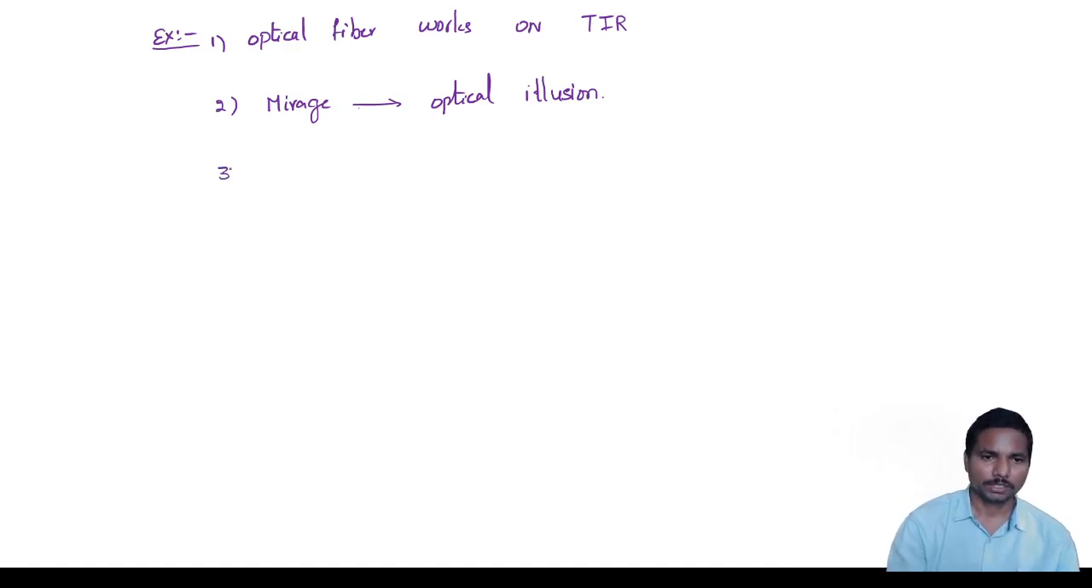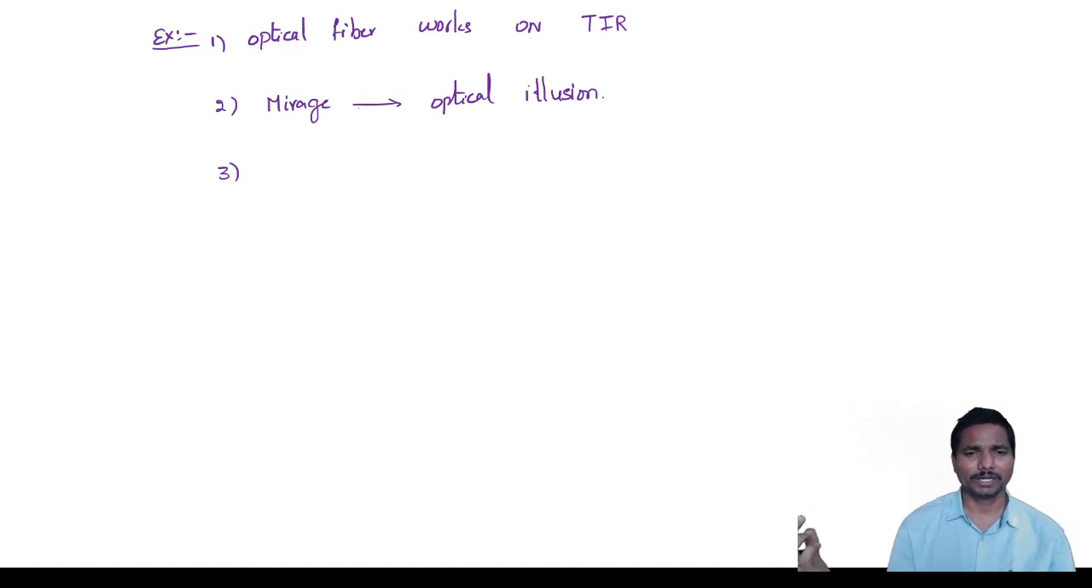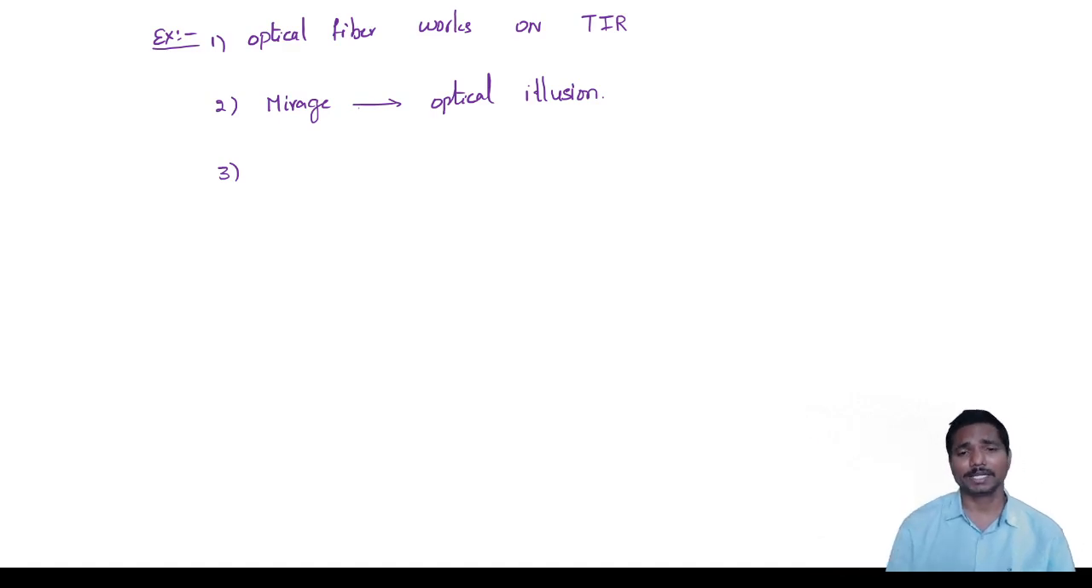That is a mirage. That is due to dry air and differences in the atmospheric layers. In some layers there is moisture, in some layers there is no moisture. So the mediums are different. One will act as a denser medium, one will act as a rarer medium. Due to that, we may get the optical illusion.